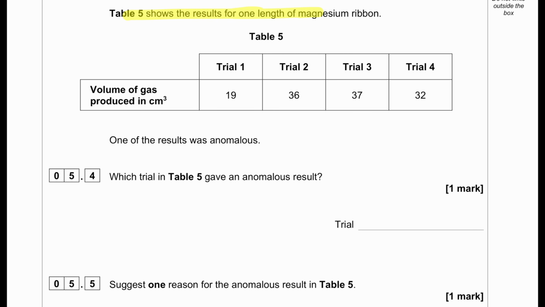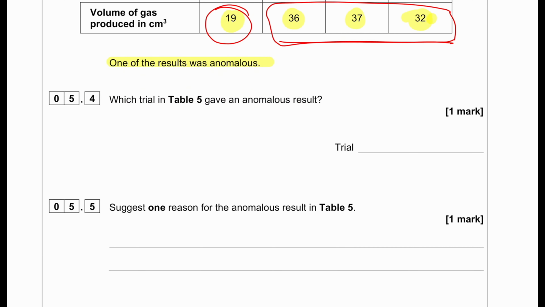Table 5 shows the result for one length of magnesium ribbon. Trial 1, 19, 36, 37, 32. One of the results was anomalous. Guys, we can see 19 is way out of the original values. So this is an anomalous. Which trial in table 5 gave the anomalous result? Trial 1.